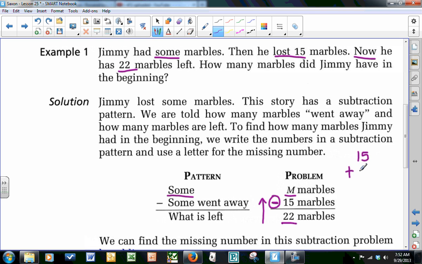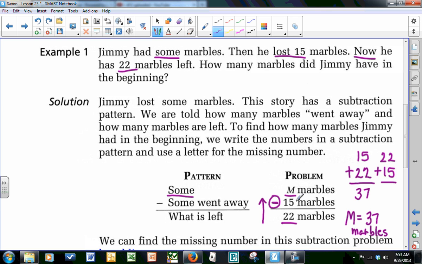plus 22, or if you remember your commutative property, we could write 22 plus 15. We could write either one of those because in the commutative property, it doesn't matter the order of add-ins. You still get the same answer, the same sum. So 5 plus 2 is 7, and 1 plus 2 is 3. So the answer to this problem is M equals 37 marbles. Gotta put my label there.